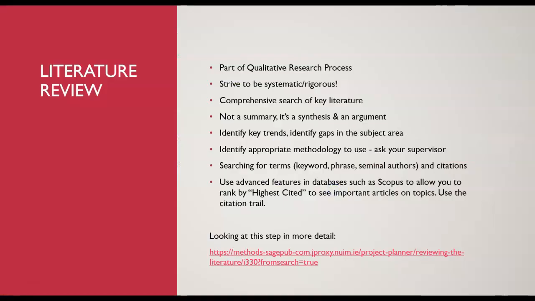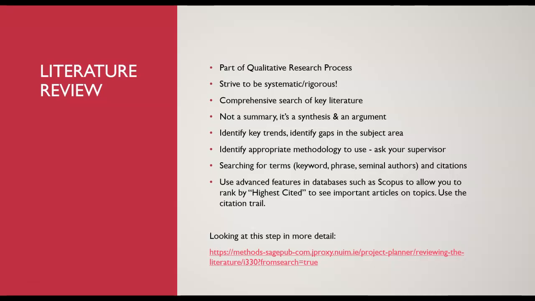A literature review is part of a qualitative research process. You have to be systematic and rigorous throughout the process. It's a comprehensive search of the key literature. It's not a summary, it's a synthesis and an argument. You identify key trends, gaps in your subject area, and you identify the appropriate methodology. And you can often ask your supervisor here, search for key terms.